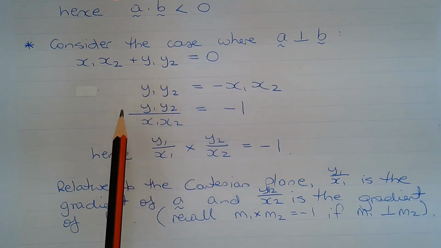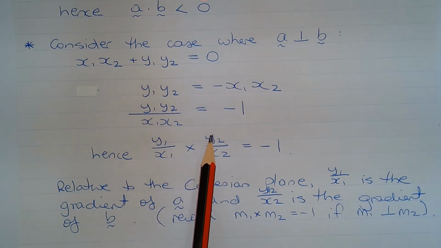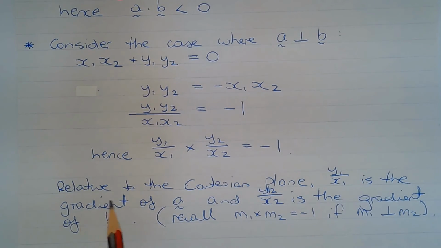And expressing the left-hand side as a product of two fractions, we have y1 over x1 multiplied by y2 over x2 is equal to negative 1. Now, relative to the Cartesian plane, y1 over x1 is the gradient of vector A, and y2 over x2 is the gradient of vector B. You may recall the formula, m1 multiplied by m2 is equal to negative 1 if the gradient m1 is perpendicular to the gradient m2 and vice versa.